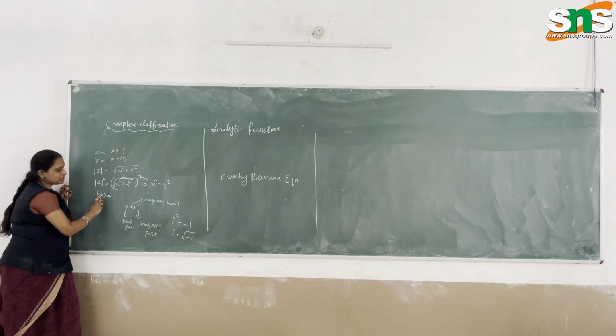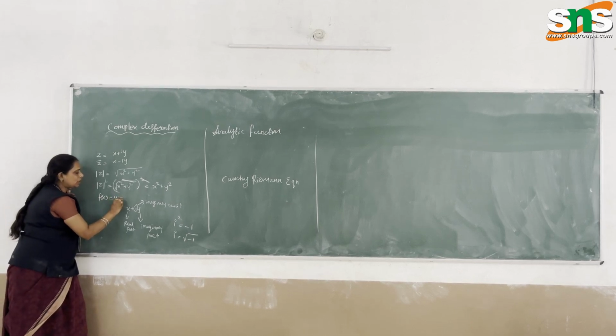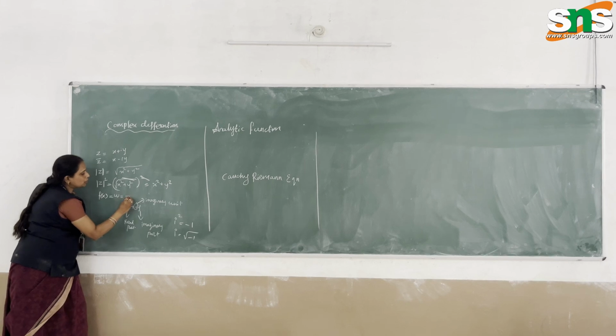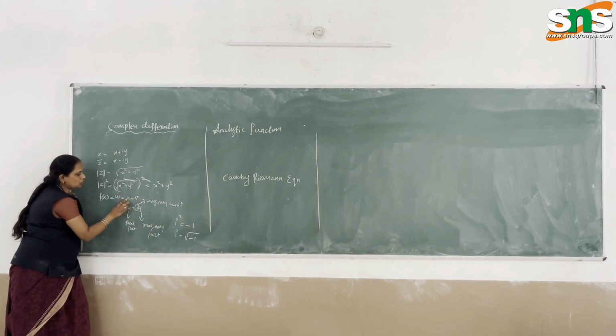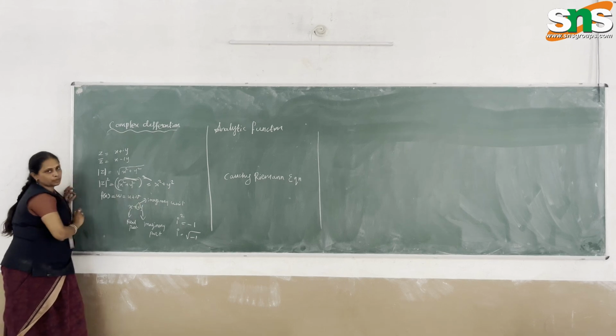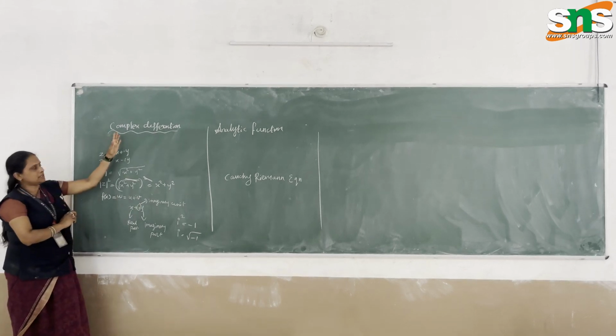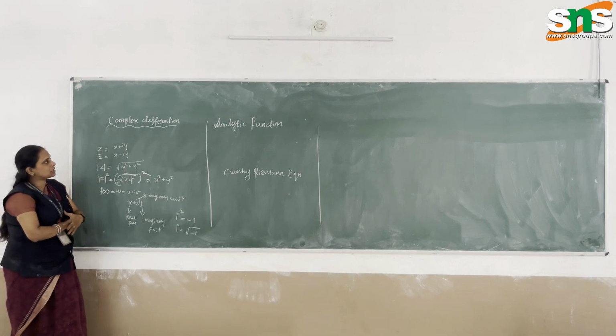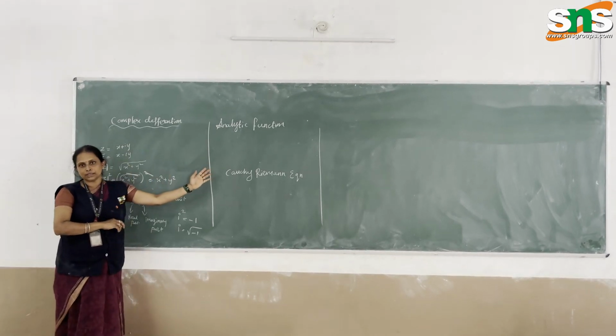So here f of z is equal to w. Here w is defined as u plus iv, where u is the real part and v is the imaginary part. This is the basic introduction of complex differentiation. Then we have to move on to the analytic function.